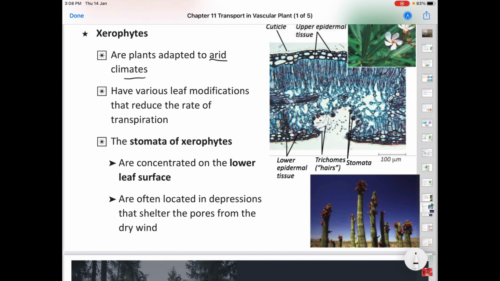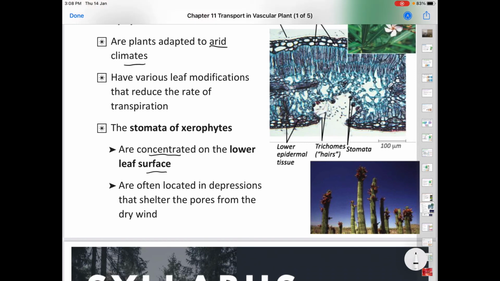So now we go into the stomata of these xerophytes. The stomata are concentrated on the lower leaf surface, and they are often located in depressions that shelter the pore from the dry wind. Okay, so this shows that these xerophytes do not want to do much transpiration, maybe due to their temperature. In desert, the temperature is very high. In order to avoid losing water via the process of transpiration, they must hide their stomata in an area which is covered, away from dry wind.